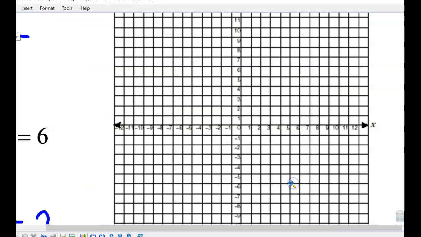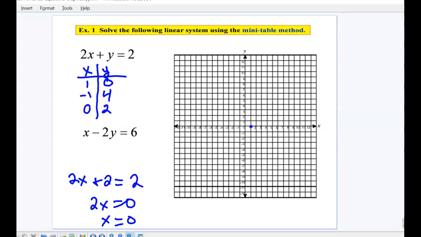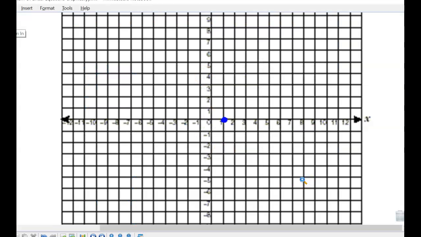My first point is (1, 0). So when x is 1, y is 0. My next point is (negative 1, 4). So when x is negative 1, y is going to be 4. And our other point was that when x was 0, y was 2.